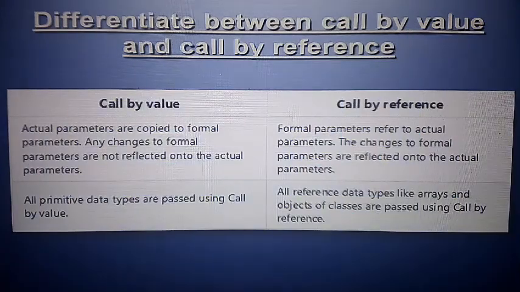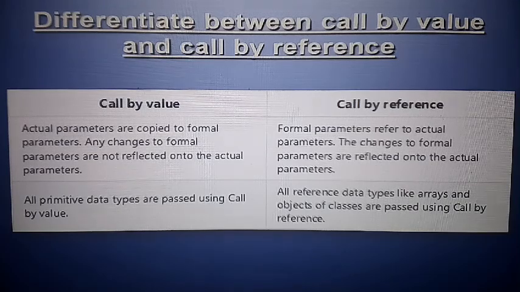Difference between call by value and call by reference. In call by value, actual parameters are copied to the formal parameters, and in call by reference, the formal parameter refers to the actual parameter. The change to the formal parameter is reflected in the actual parameter. So call by value has the copy, so it does not change anything, and in call by reference you pass the value to the function, so any change definitely permanently changes your data. Why? Because you give the original data in call by reference.